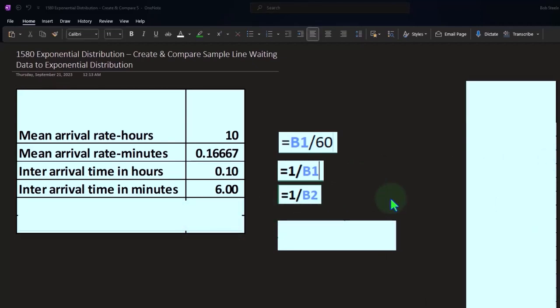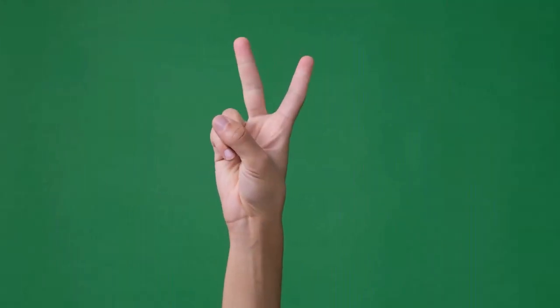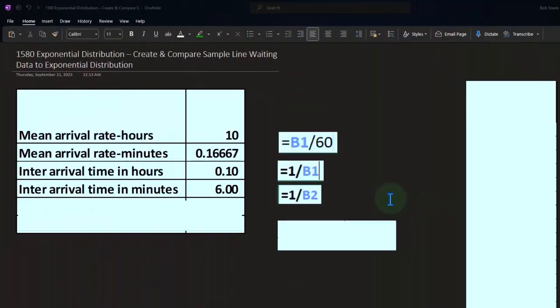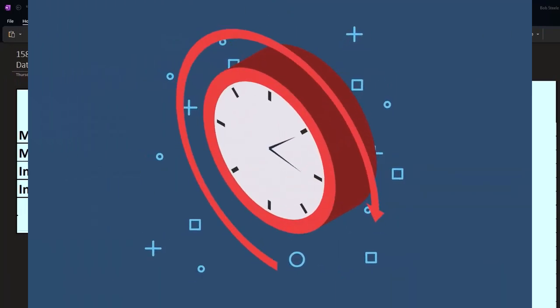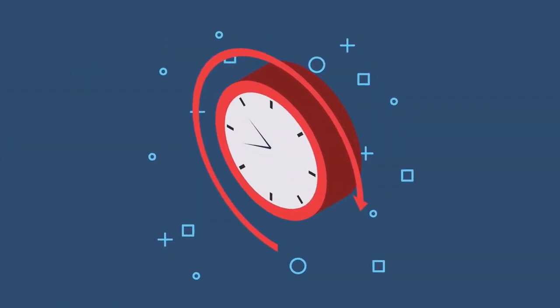Now what we want to do is imagine that we're actually going out there and counting the intervals between arrivals. So we're out there at the restaurant or wherever the line is, and we're actually counting the time between the arrivals. One person arrives, we've got the stopwatch going, and then we're going to count.